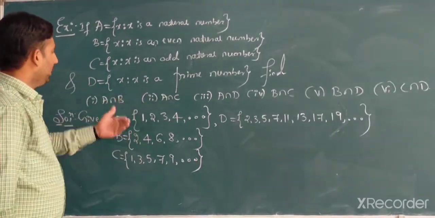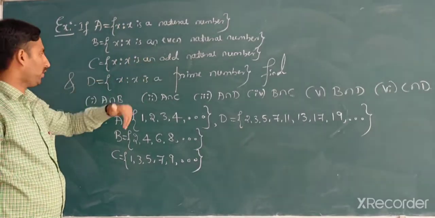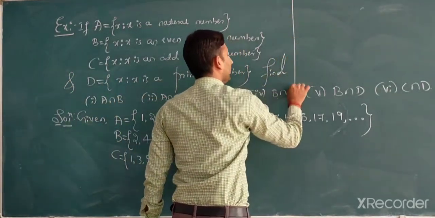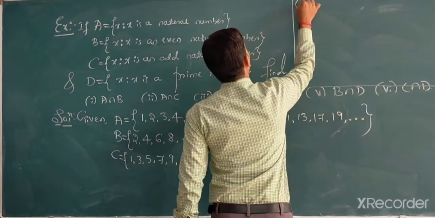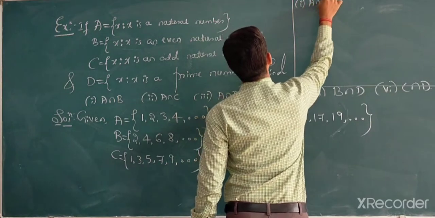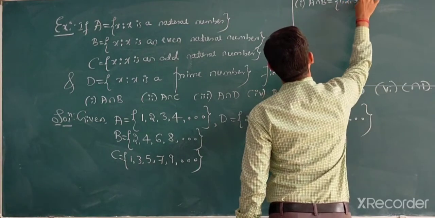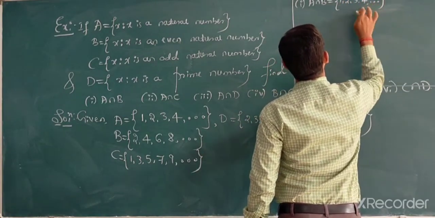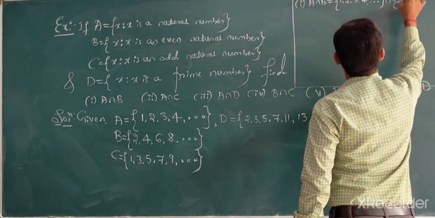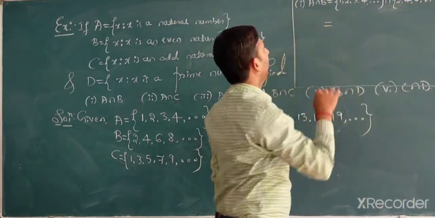So the ABCD sets are arranged in roster or tabular format. Next, one by one, our job is to find the values of A intersection B. Correct? Solution 1: A intersection B, which is equal to A, that is 1, 2, 3, 4 and 3 dots, intersection with B. B is nothing but 2, 4, 6, 8.